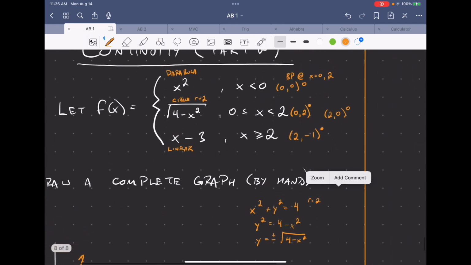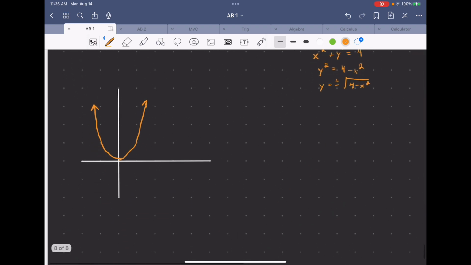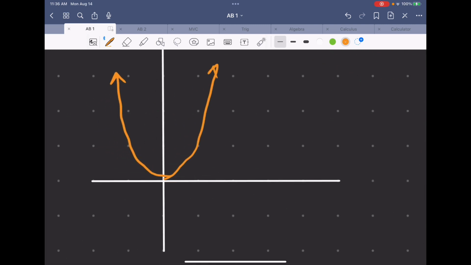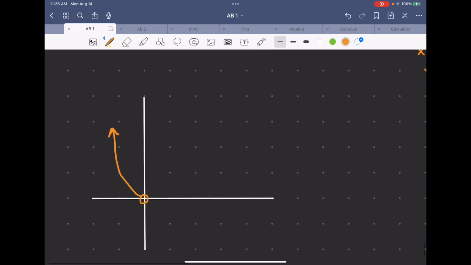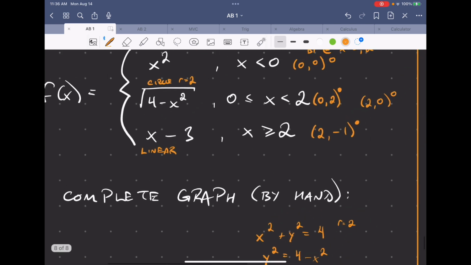Piecewise function here says x squared is only defined for whenever x is less than 0. And we know that we have the coordinate (0, 0) where that graph should stop. So what I'm going to do is erase this, and I'm going to put my open circle at the origin that I figured out earlier, and then I'm only drawing my parabola to the left of that. So that would be the piece for the parabola, that first function, whenever x is less than 0.